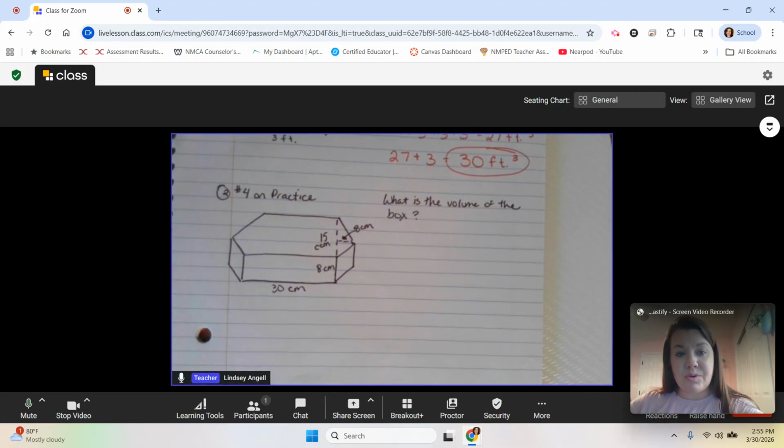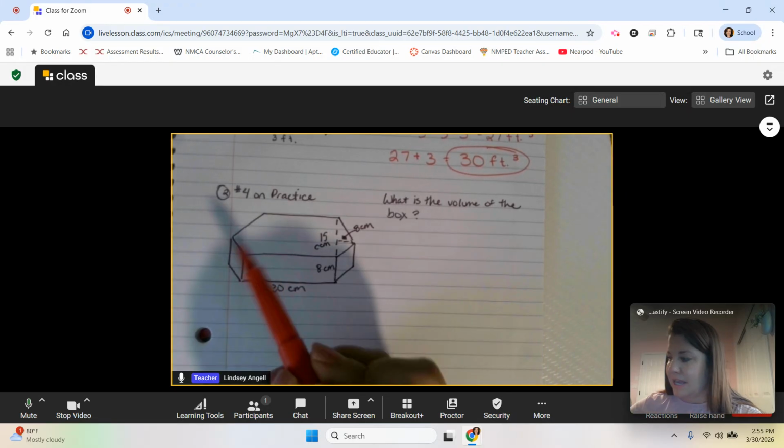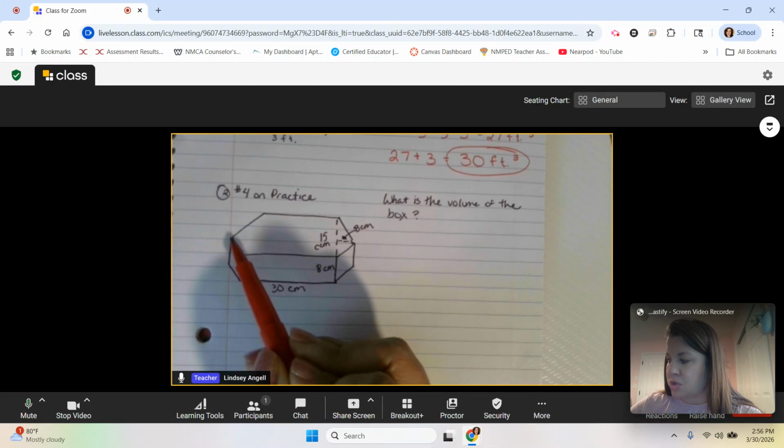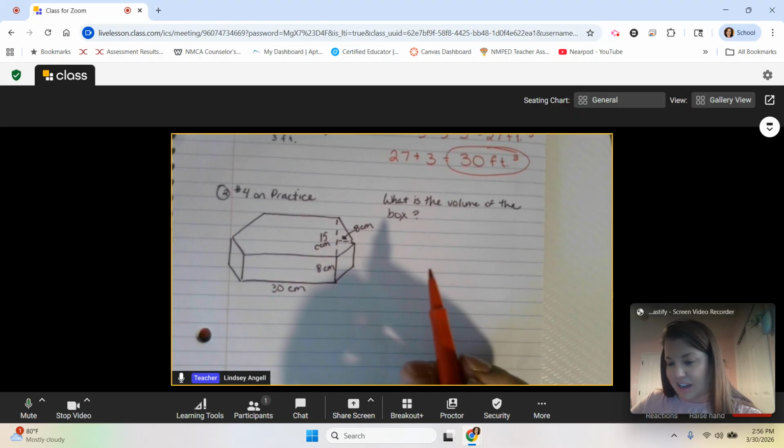For the next one, it is number 4 on our practice. Now, it says, what is the volume of the box? It talks about it being a cheese box and stuff like that, but I didn't write that down. Now, one reason why I chose this one is because it was a little misleading. Like, it did show this part being shorter than this one and stuff like that, and I didn't like it.